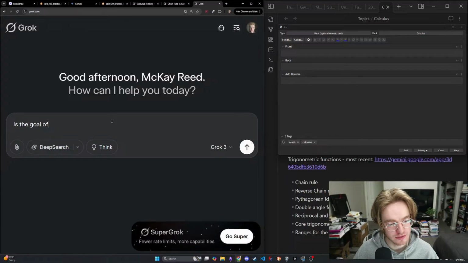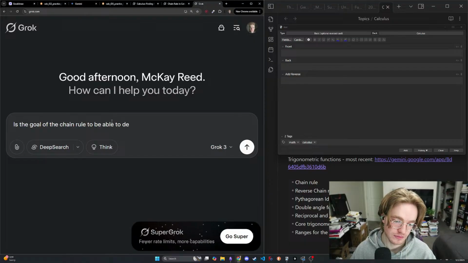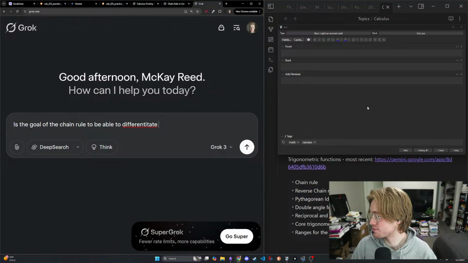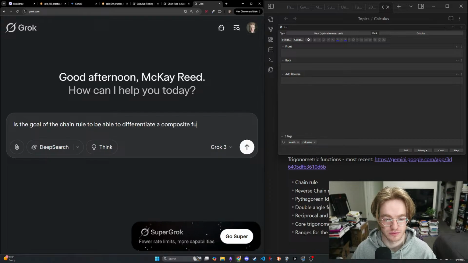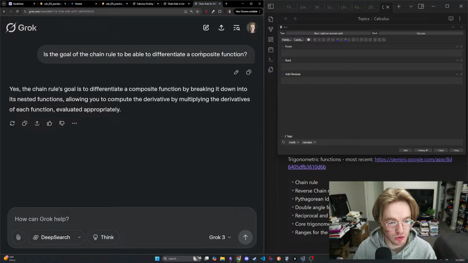Is the goal of the chain rule to be able to differentiate... Okay, perfect. So the goal of the chain rule is to be able to differentiate a composite function.